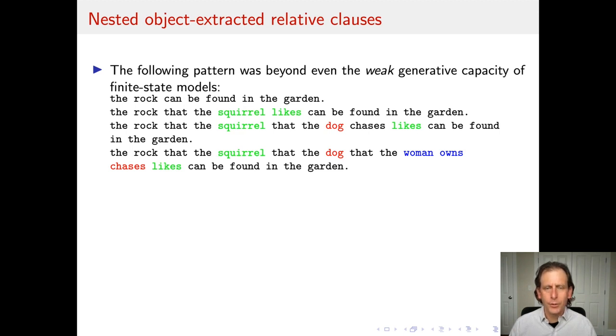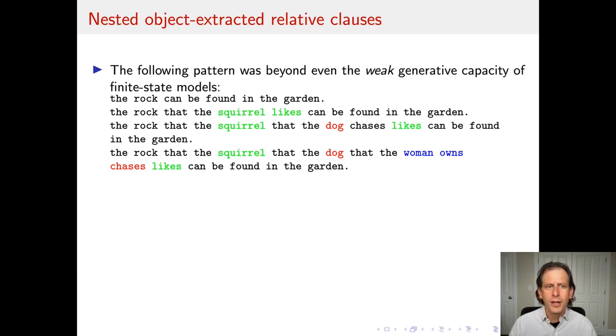Now we're going to return to our last case study of English syntax that we've looked at in the last several lectures. This was a case where not even the weak generative capacity of finite state models was adequate for capturing what strings were and weren't in the language. This is the case of nested object extracted relative clauses.